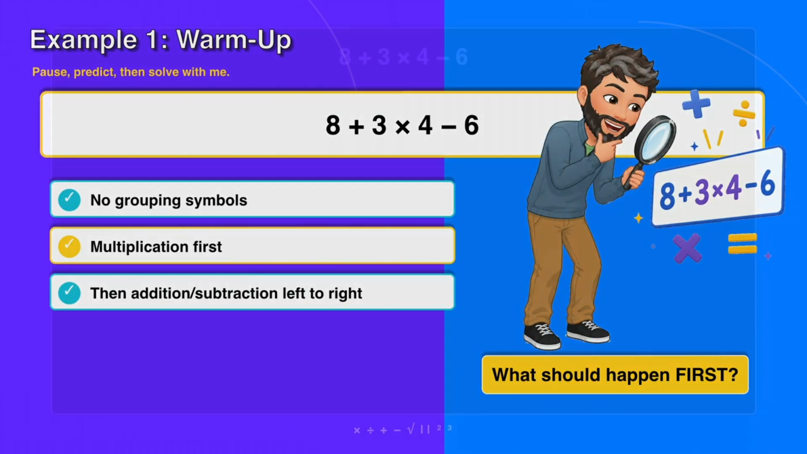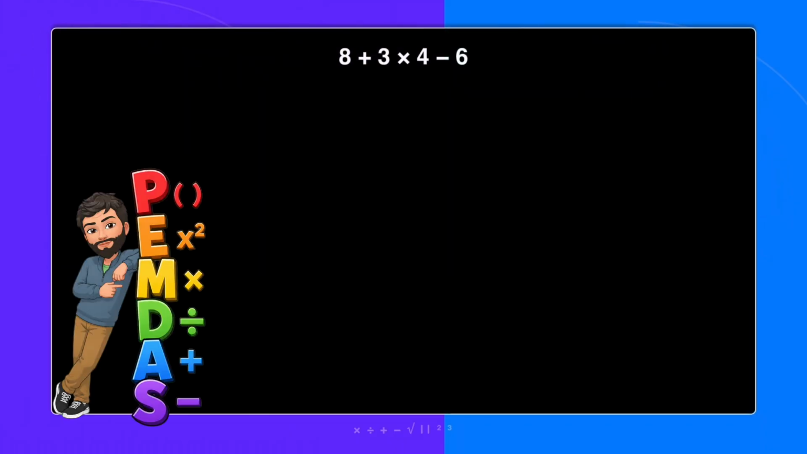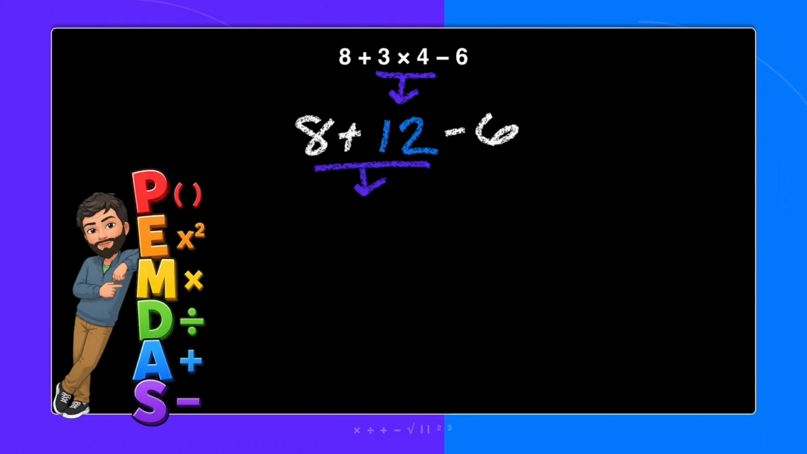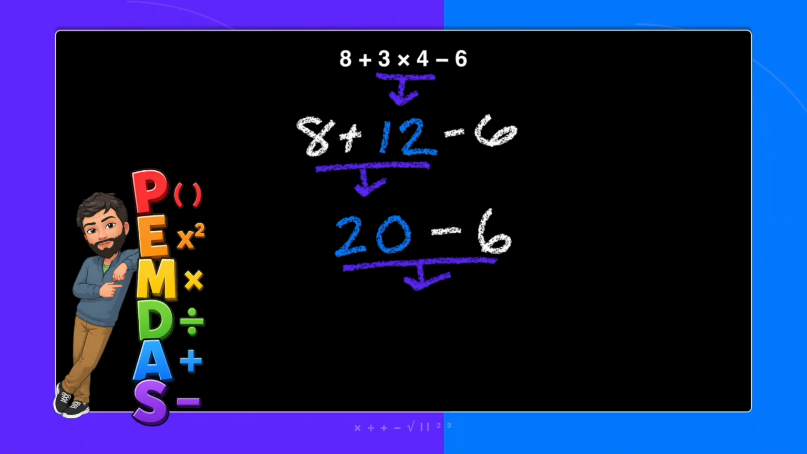Let's get going. So in this expression, 8 plus 3 times 4 minus 6, we're going to start off with multiplication first. So we'll do 3 times 4 gets us 12. We'll bring down the 8 plus and the minus 6. And then we're going to do 8 plus 12. 8 plus 12 is 20. We'll bring down the minus 6. And then we have 20 minus 6 gets us 14.